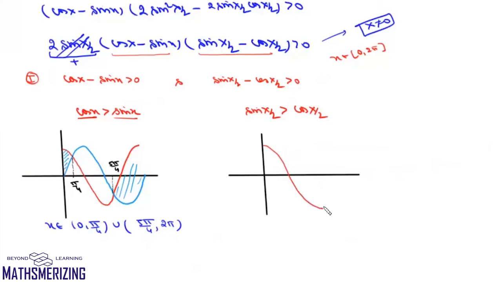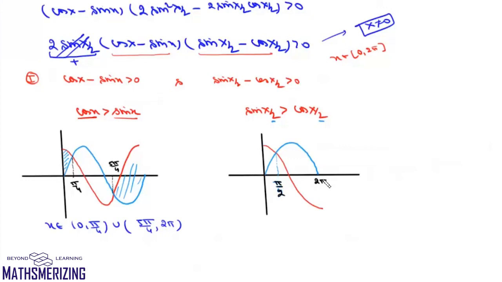Now that's the graph of cos x. And this is the graph of sin x. Again, their point of intersection is pi by 4. Now, since we are talking about x by 2, what we need to do is multiply the values with 2. So if we multiply with 2, we'll get this as pi by 2. And here it'll be simply 2 pi.